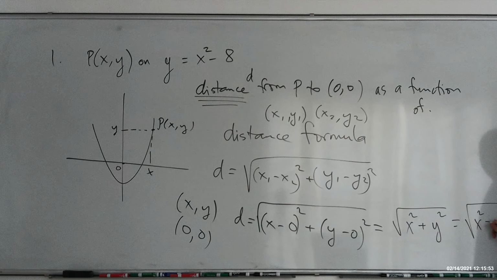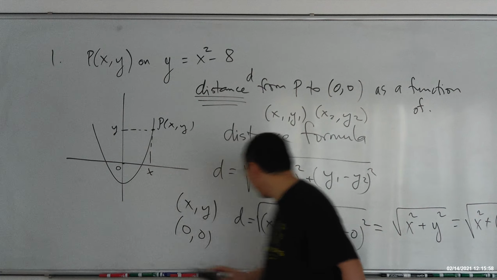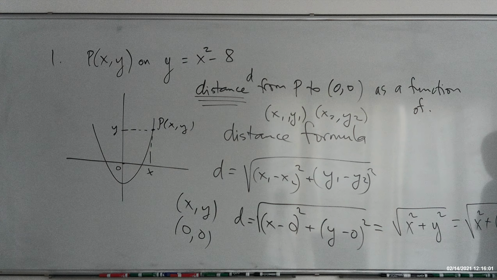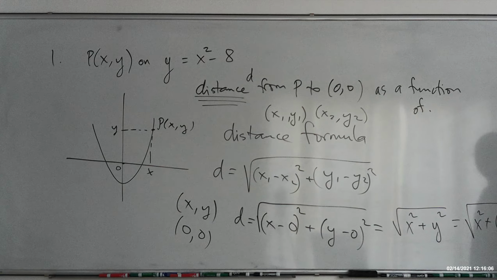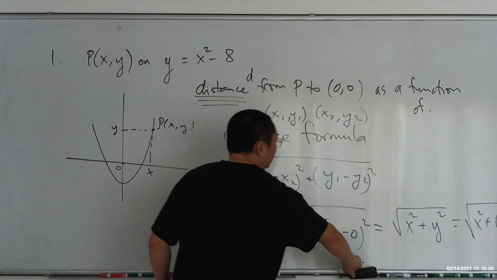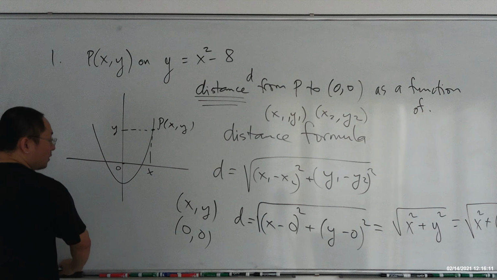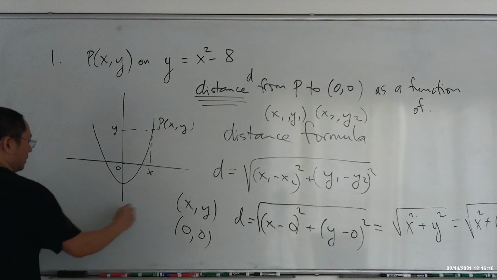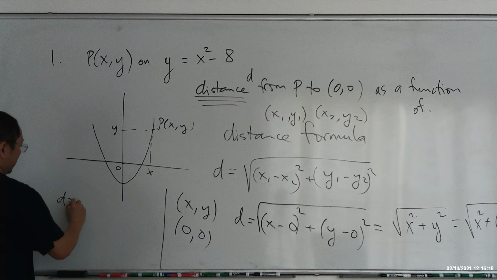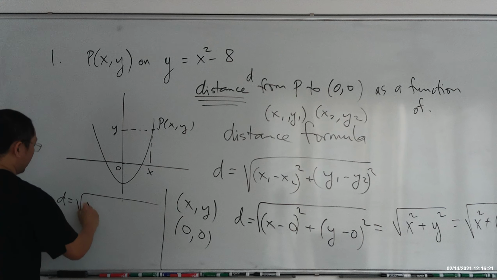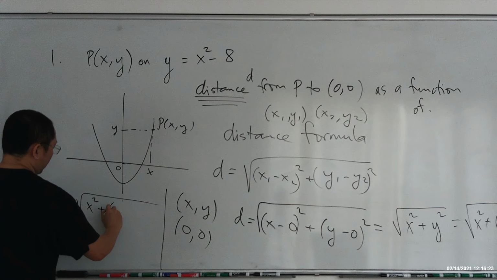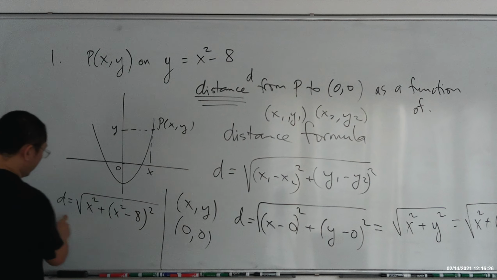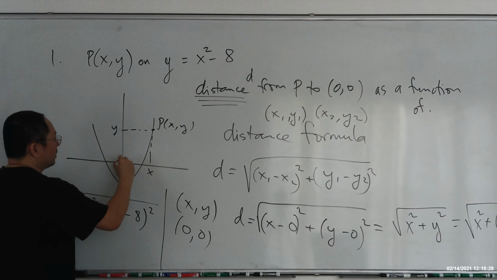So this is x squared plus y. I should not write y again. I have to replace y by x squared minus 8, everything squared. Okay? So you answer the question. They ask you to find the distance d as a function of x, and your answer is this: d is equal to the square root of x squared plus (x squared minus 8) squared. Everything is squared.